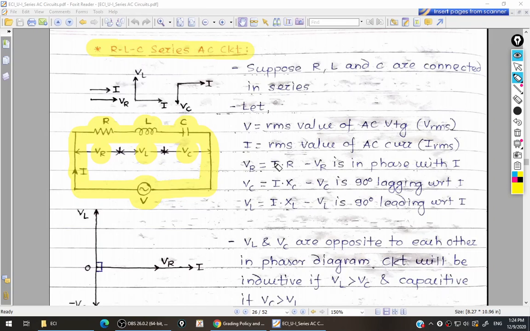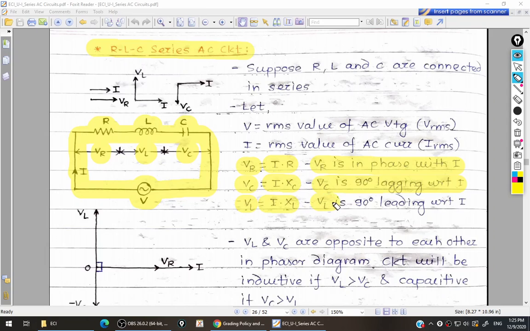Okay, and all these values can be written according to Ohm's law. So what we are getting, VR is what? I into R. So we know that for a purely resistive circuit, voltage and current are in phase. So your VR is in phase with the current flowing through the circuit. Then VC is nothing but I into XC, current multiplied by reactance of capacitor. So we know that in case of capacitance, voltage is lagging by 90 degrees with respect to current. And then finally VL. So VL is I into XL.